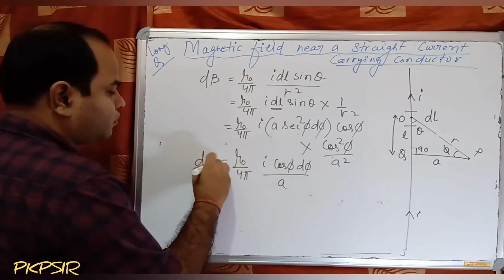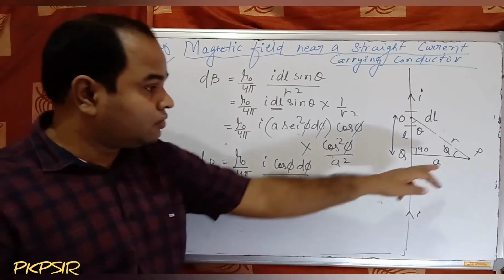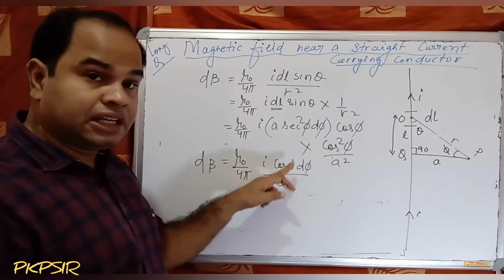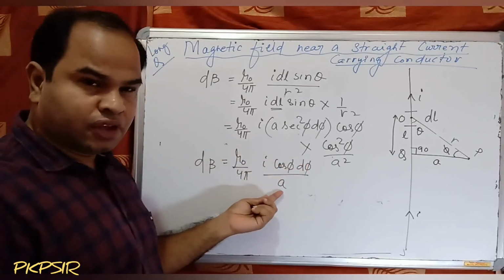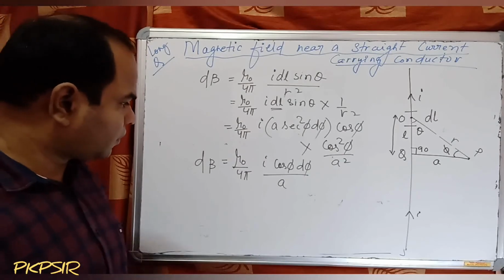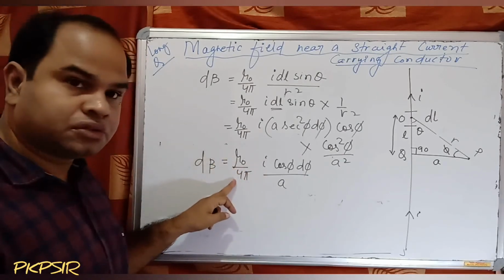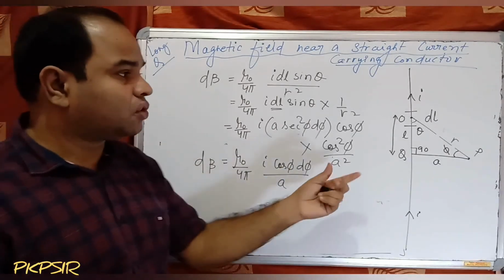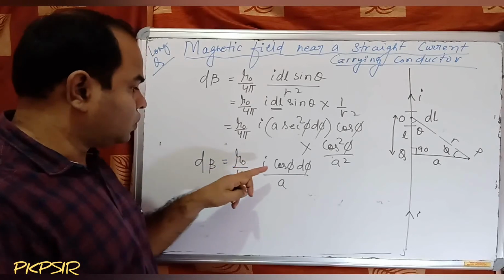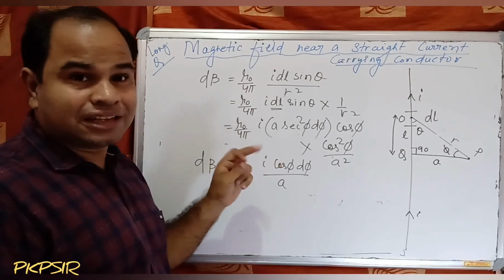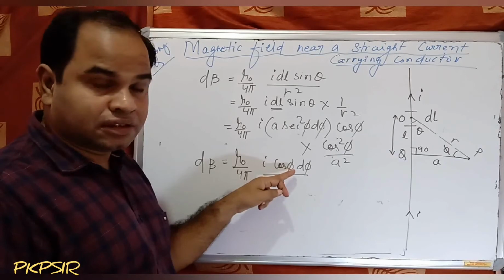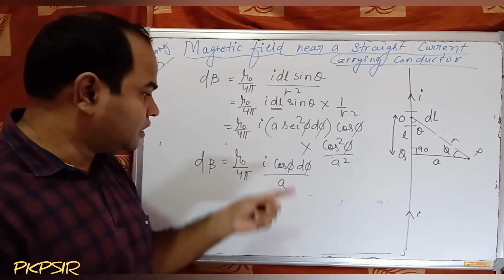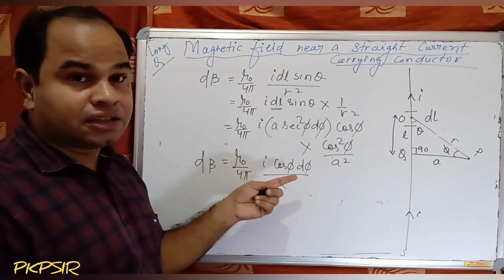So what is the value of dB? What is the value of small magnetic field produced at point P? It is equal to mu naught by 4 pi I cos phi d phi by a. If you see this term, a is constant, mu naught by 4 pi is constant. So what is variable? Phi is variable. Length is not given, so we have to represent the length in terms of the angle phi, because angle is the variable here.